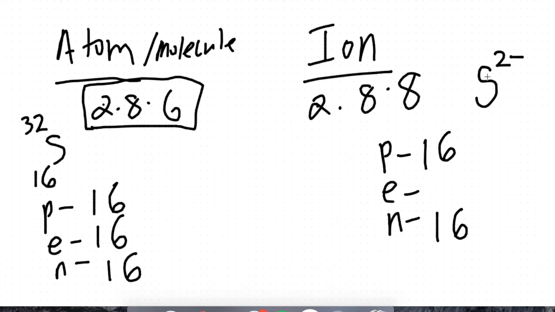The only thing changing is the number of electrons. There's a 2 minus here. So will the original number of electrons be subtracted by 2 or added by 2? Think, students, we are talking about electrons. The more negative, the more it is. So it's plus 2 electrons. 16 plus 2 is 18.